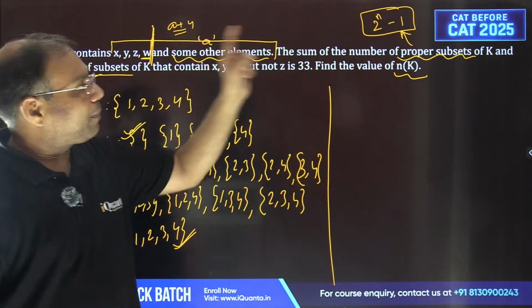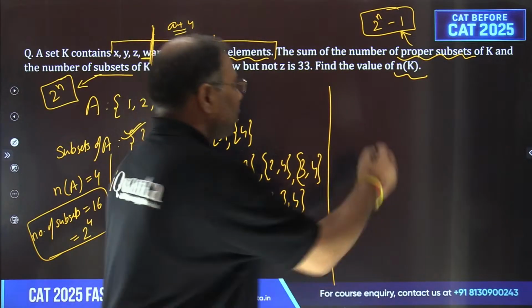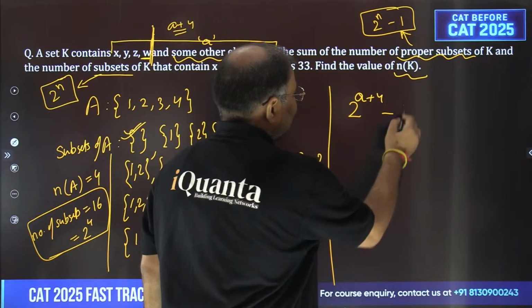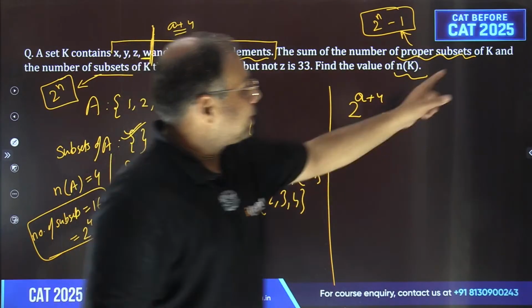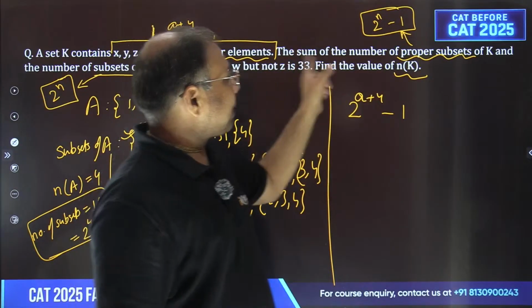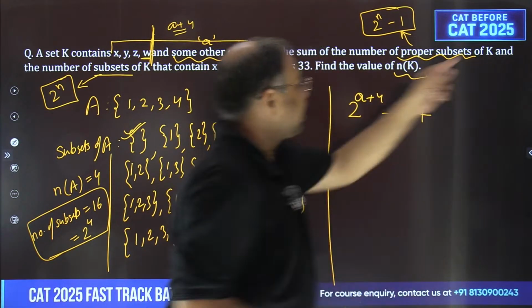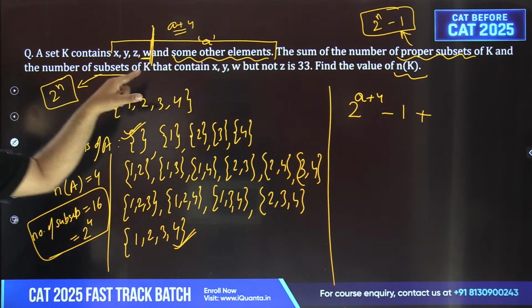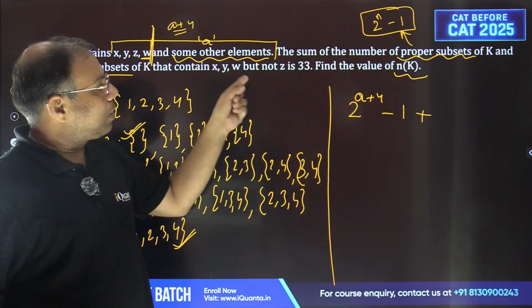So what would be the number of proper subsets? In place of n, I just need to put A plus 4. So it would be 2 raised to power A plus 4 minus 1. Fine. That is the number of proper subsets of K. Next, I need to add something, right? To find the sum of this number of proper subsets and the number of subsets of K that contain X, Y, W, but not Z.